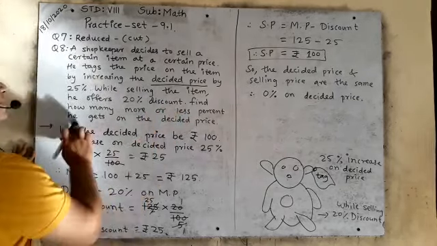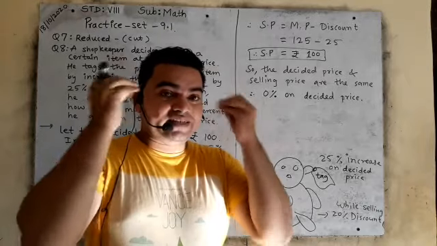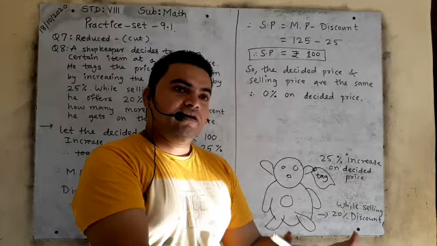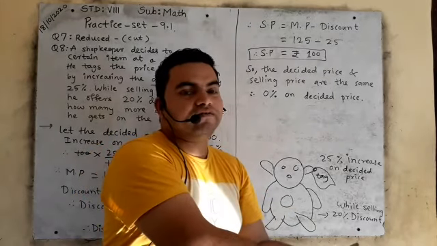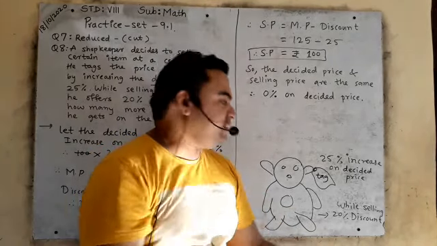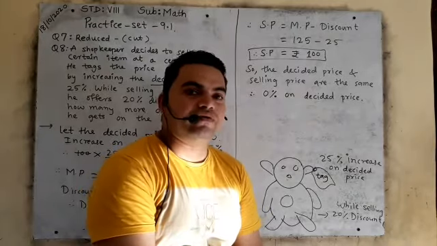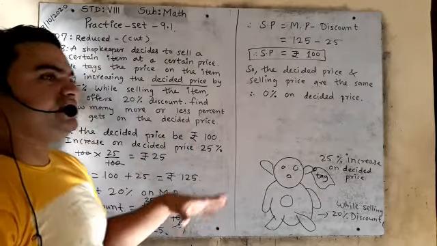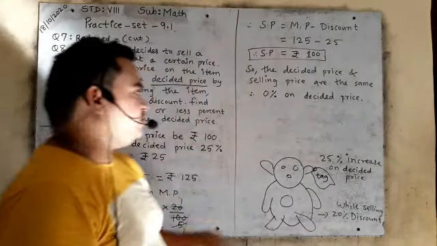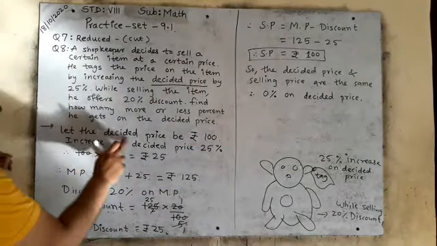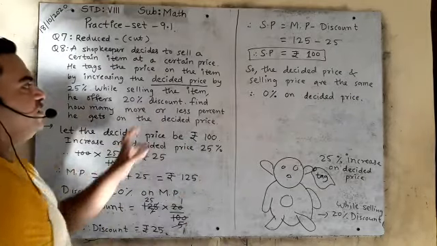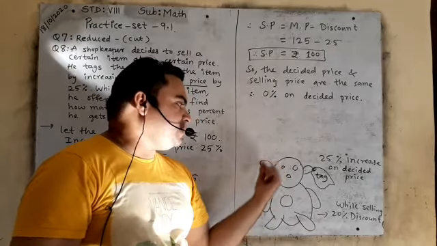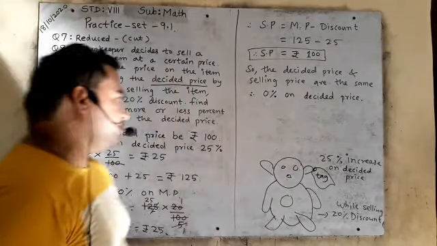Whatever he decided, a shopkeeper decided in his mind that I will sell this teddy bear on this much amount. So that's why he increased 25% more, and while selling it he will be giving 20% discount, right? So is he will be getting more or less percent benefit or loss? Just check it out. See, let the decided price be rupees 100. When it is not decided, we will decide, suppose the decided price of this teddy bear will be 100 rupees.